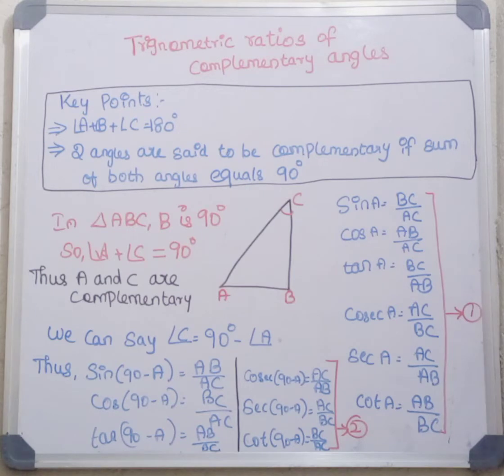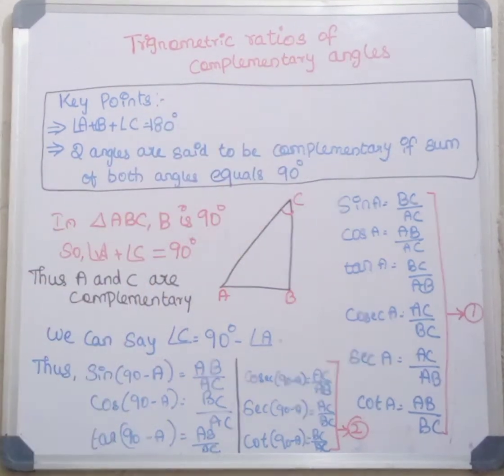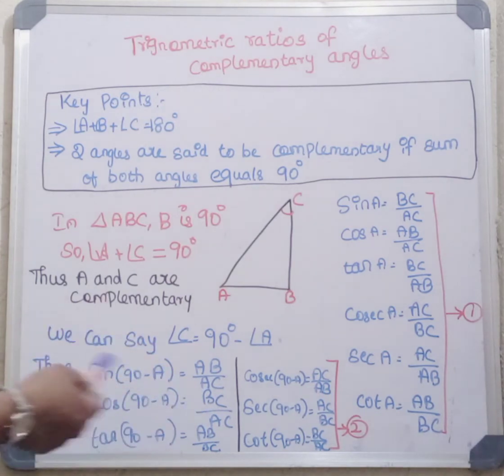Today we are going to see part 2 of trigonometry basics. In part 2 we are going to discuss the trigonometric ratios of complementary angles. The ratios between the complementary angles we are going to discuss in this session. So first, 2 points you have to remember before entering into this topic.